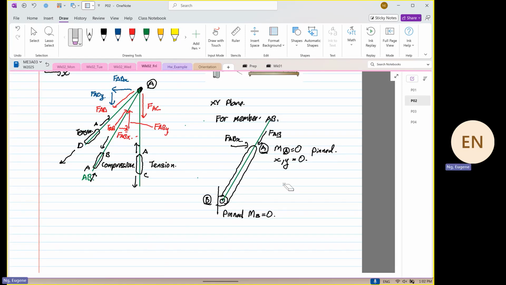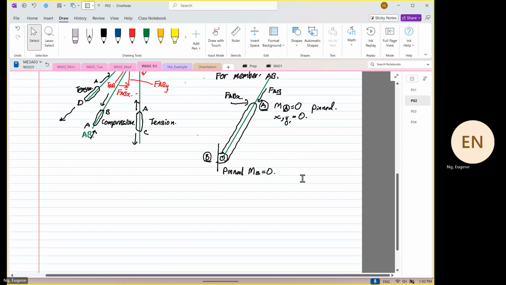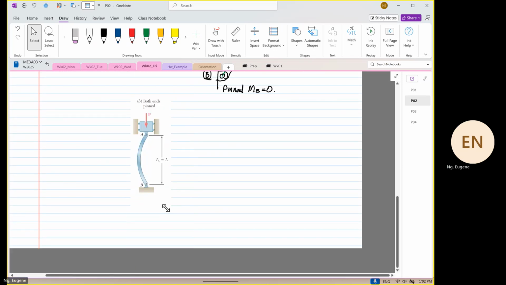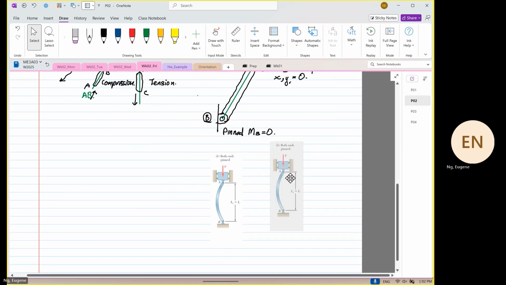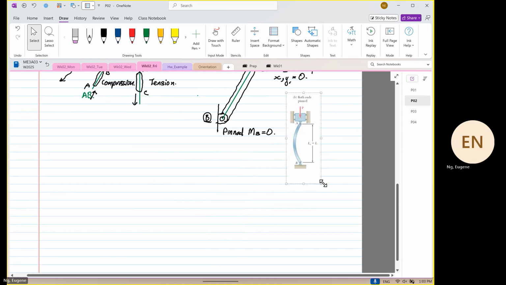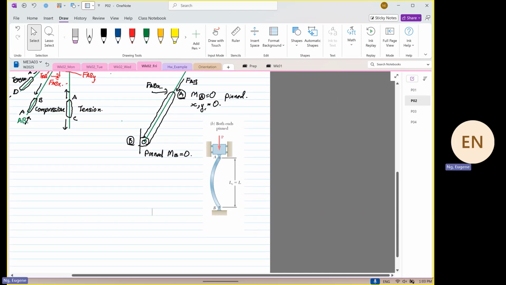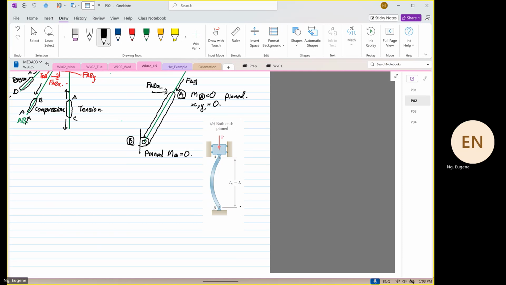In fact, I cannot say y is equal to 0. Or, okay, for this case, bear with me, okay? I should not, but okay, bear with me. Both ends are pinned, right? Both ends are pinned. Okay, so for this case, moment is equal to 0. On the other end, moment is also equal to 0.